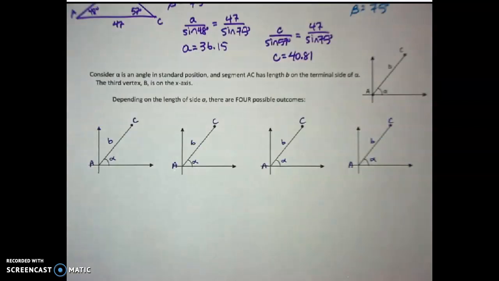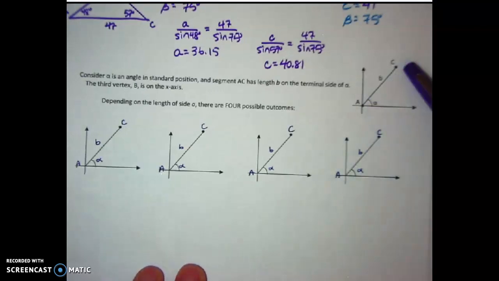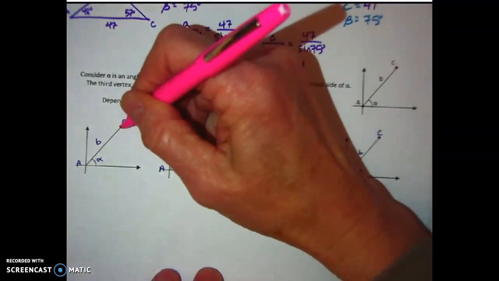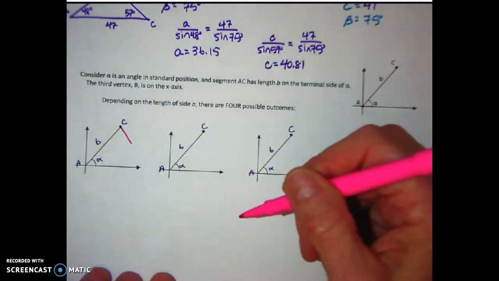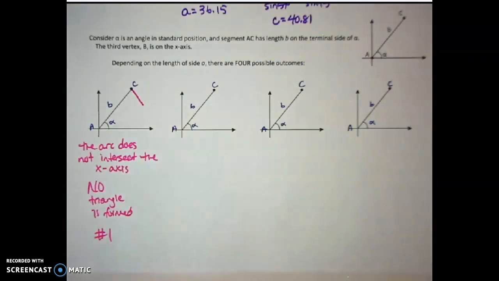All right, now let's consider alpha is an angle in standard position. I've drawn this all over here. Segment AC has length B on the terminal side of alpha. Remember, the x-axis is the initial side of our angle. The third vertex B is going to be somewhere on the x-axis. And there are four possibilities that can happen depending on the side length of A. First of all, I could have this side length of A, and no matter how I swing this side length of A, the arc does not intersect the x-axis. If the arc does not intersect the x-axis, what does that mean? Well, that means we can't have a triangle. We're going to call this our case 1.